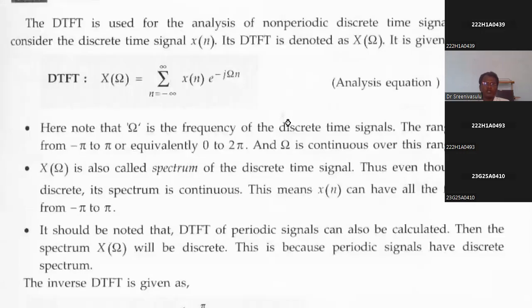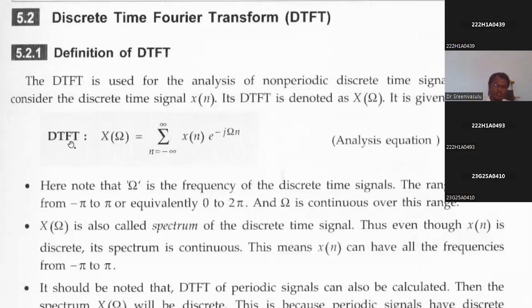The formula is here: whatever formula we have, instead of e power minus j omega n, we are going to write z power minus n. Z transform of x of n is equal to X of z, equal to summation of n equal to minus infinity of x of n into z power minus n. So what is the difference between this Z transform and the discrete time Fourier transform? The DTFT is a special case of the Z transform. If you have an idea about the Z transform, then it is very easy to evaluate the discrete time Fourier transform, because the DTFT is a special case of the Z transform. Usually z is equal to r into e power j omega, and we evaluate it on the unit circle.